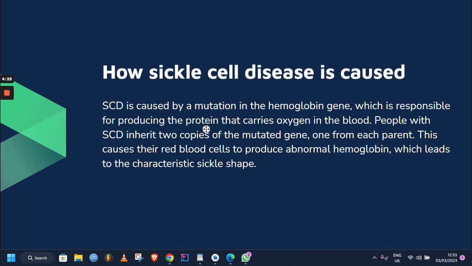How the disease is caused. Sickle cell disease is caused by a mutation in the hemoglobin gene, which is responsible for producing the protein that carries oxygen in the blood. People with sickle cell disease inherit two copies of the mutated gene, one from each parent. This causes the red blood cells to produce abnormal hemoglobin, which leads to their characteristic sickle shape.